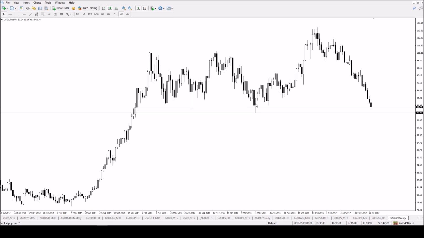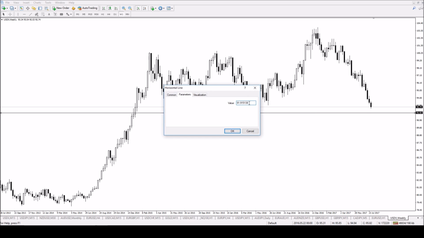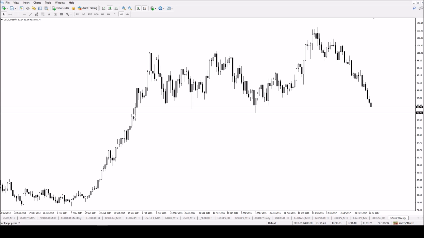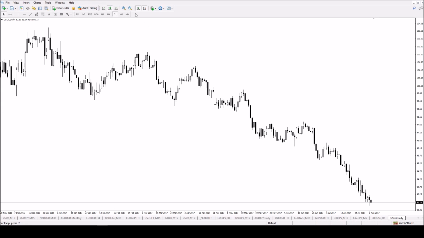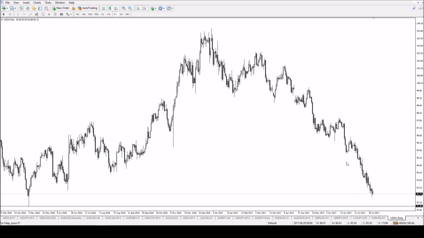So this low comes in at 91.90. So this is 91.90. And we've got this here, but for now we just focus on this 91.90, immediate targets only. Looking at the daily, I don't think this is over. I'll give a few reasons why.